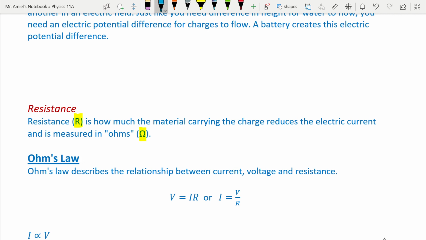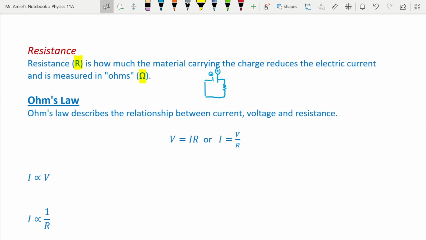So the resistance can be due to the material that your current is made out of. So it could be due to the material, like your wire that your circuit is made out of, or it can be due to an actual resistor that you put in your circuit. And you can have a resistance across this resistor, and that's going to be measured in ohms. So when you put in a resistor or you change the material, you reduce the electric current. So you can reduce the electric current with a resistor.